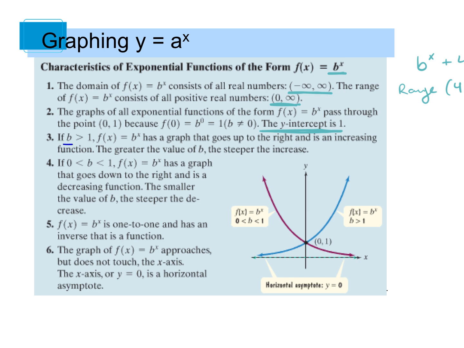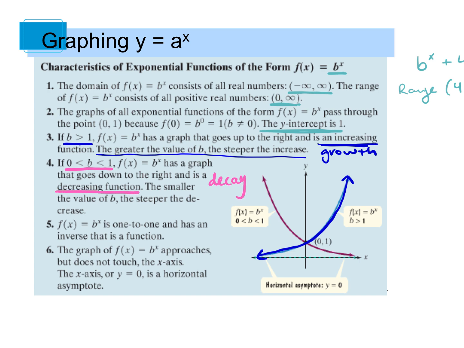If b is greater than 1, then our graph is going to be increasing. Just like we said in the last one, the greater the value of b, the steeper the increase. When our graph is increasing, we're going to have exponential growth. So our graph would look like that. If b is in between 0 and 1, if our base is like a fraction that's less than 1 or a decimal that's less than 1, our function is going to have exponential decay, and it's going to be decreasing. So it'll look like that.